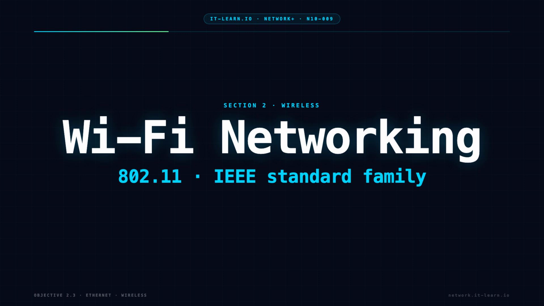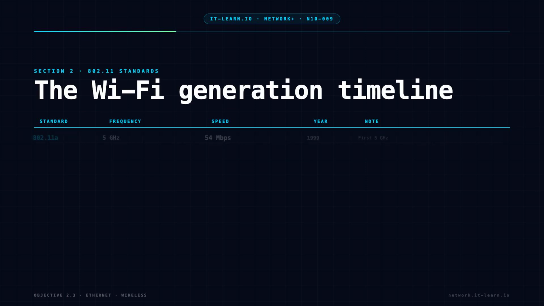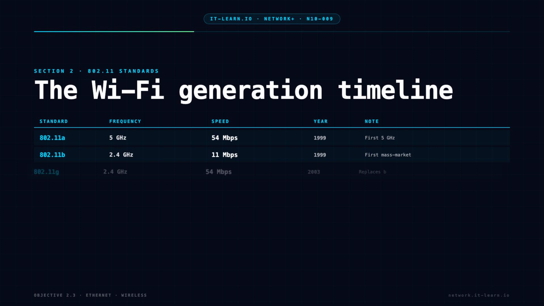Now let's cover wireless networking. The IEEE 802.11 standard defines wireless LAN, or Wi-Fi technology. Understanding the different Wi-Fi standards and their characteristics is essential. 802.11a operates in the 5 GHz frequency band with a maximum theoretical speed of 54 megabits per second. 802.11b operates in the 2.4 GHz band at up to 11 megabits per second. 802.11g operates in the 2.4 GHz band at up to 54 megabits per second.